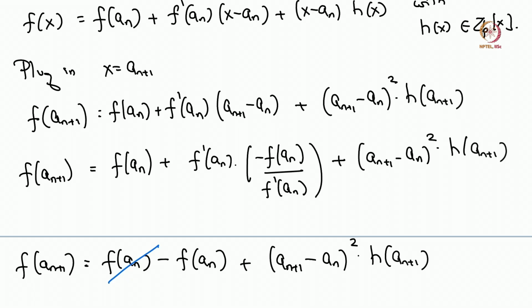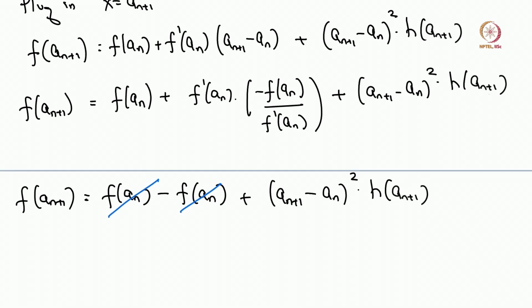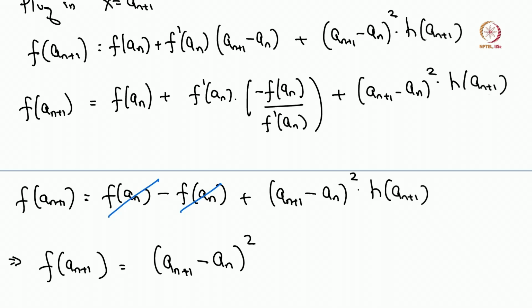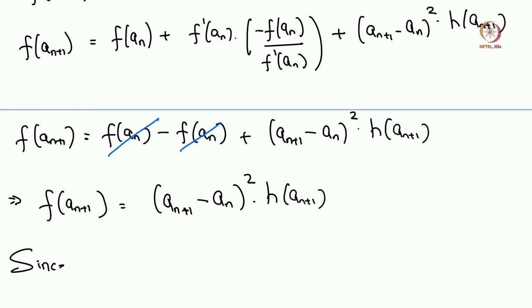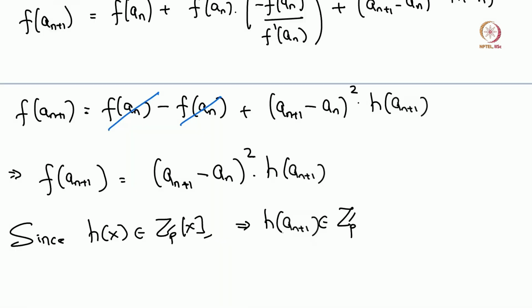So you see that f of a_n and negative f of a_n cancel off. And so what we get is that f of a_{n+1} equals (a_{n+1} minus a_n) the whole square times h of a_{n+1}. Okay, and now since h of x is a polynomial over Z_p in one variable, when you plug in x equals a_{n+1}, you get a polynomial expression over Z_p, but a_n itself is in Z_p, so you get that h of a_{n+1} is also in Z_p. And so in particular, its p-adic absolute value is less than or equal to 1, since these a_n's are in Z_p.